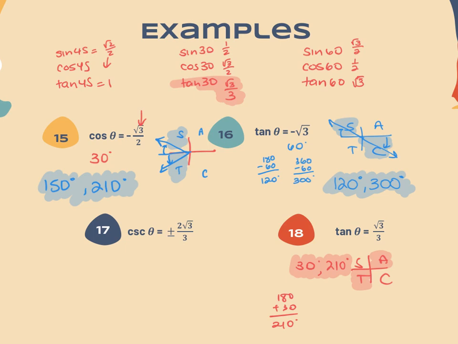And when it's square root 3, how do you know to put 30, not 60? 60 it'd be just root 3. 30 it's root 3 over 3.